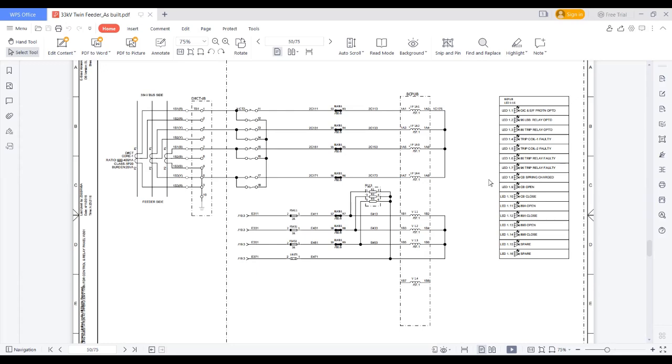So if anyone asks you what are the things you are doing in the schematic drawing, we are reviewing the schematics with respect to the protection philosophy we adopted, and also with respect to the vendor drawings, the final vendor drawings, and also what controlling or indications we are providing.